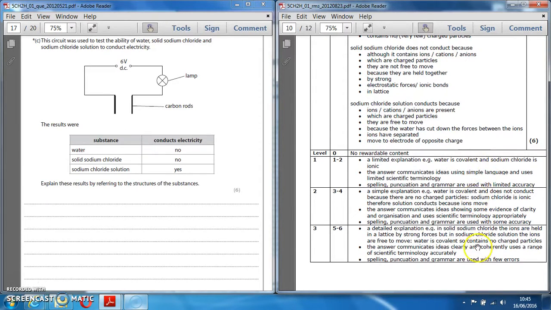Just have a look here at the 6 mark section, how little you might have to write, and it's basically what I was saying about ions and if they're able to move.